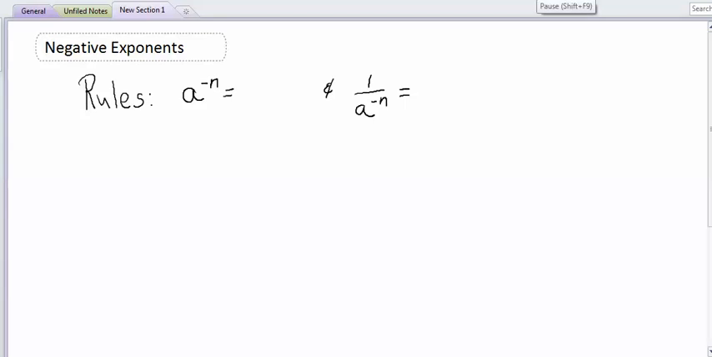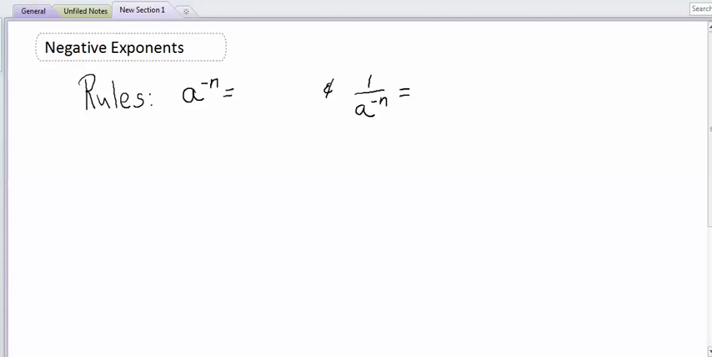Alright, today we're going to be doing negative exponents. I've got a couple of rules I want to go over with you before we get started. At the top of your page, this is going to be inserted on the left side of page 35 of your composition book. So glue it in there if you haven't done that yet.